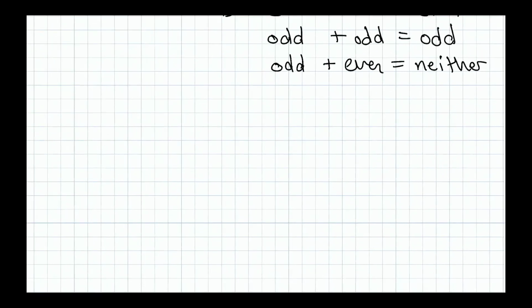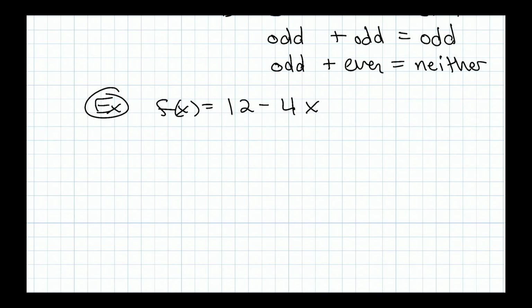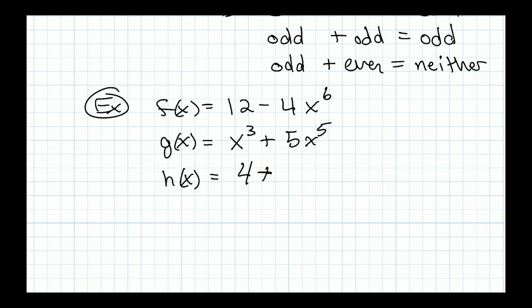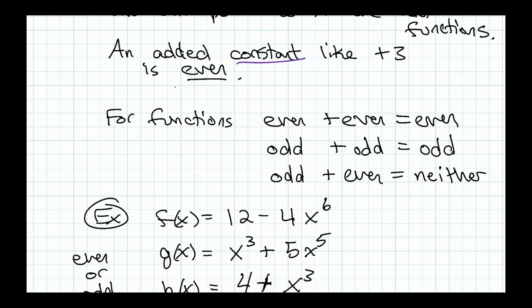All right, so if I write a couple functions and I say f of x equals 12 minus 4x to the 6th, g of x equals x to the 3 plus 5x to the 5, and h of x equals 4 plus x cubed, and I want to know if these are even or odd, then all you have to do is look at the powers and remember again that constants are even.